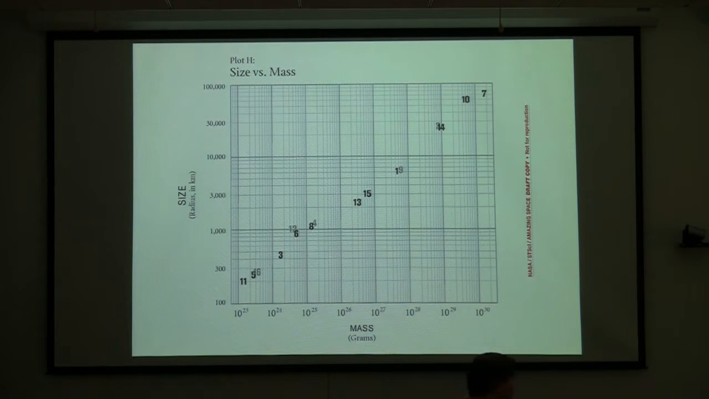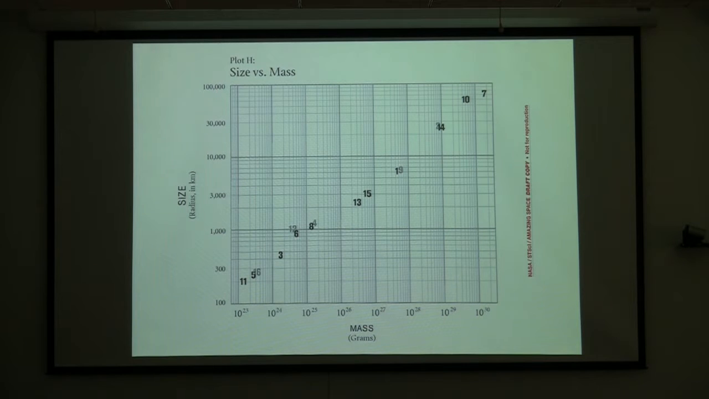All right, so let me ask a question. I have an object that weighs 10 to the 26 grams. What size would you expect it to be? 10 to the 26 grams? It would be about 2,000 kilometers in radius. Okay, everyone see how she did it? She went to 10 to the 26, she went up, down, well, that's about here on the line. That's roughly around 2,000 kilometers in radius.